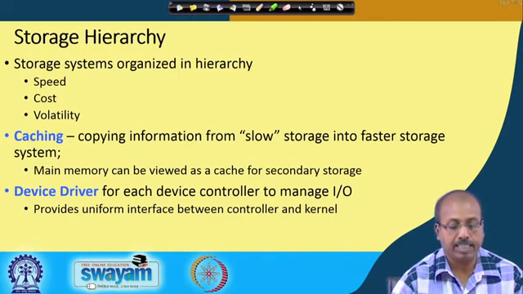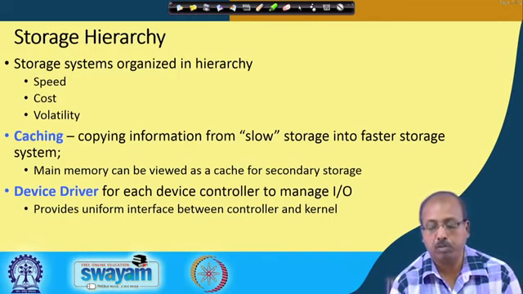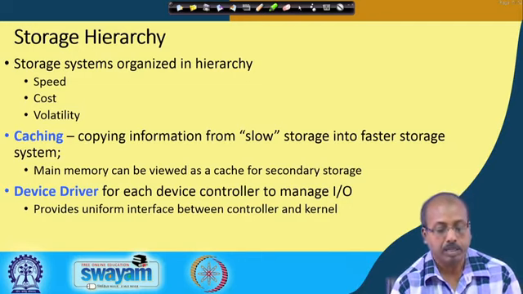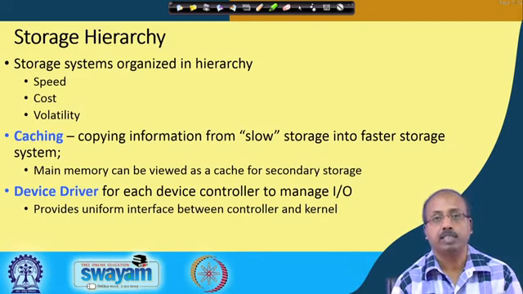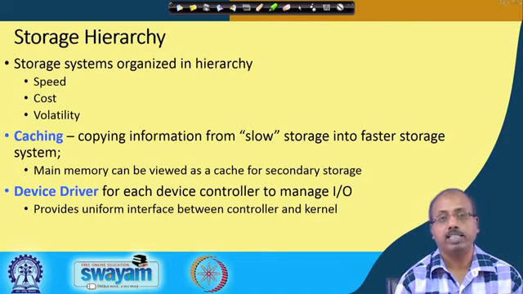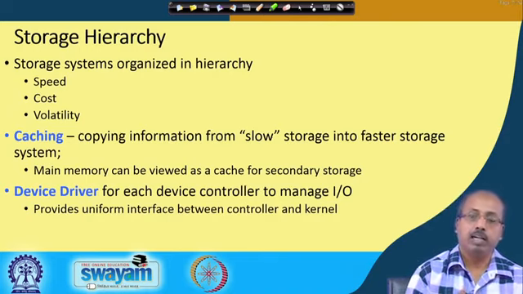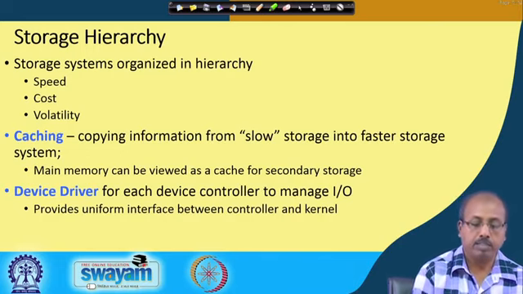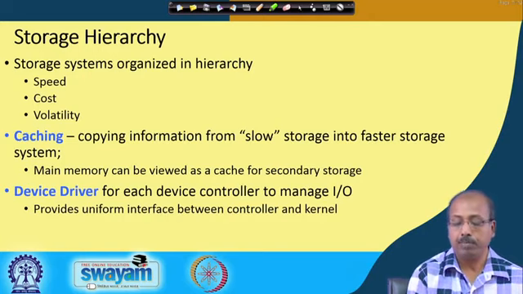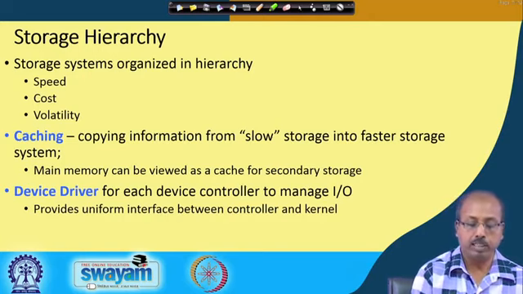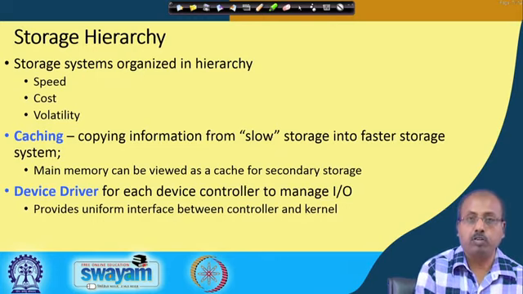So, we have got this caching that copies information from slow storage into faster storage system, and main memory can be viewed as cache for secondary storage and all. So, that way we can think about the cache between every layer. Okay. So, some layer which is slow, I can take the layer above it as a cache for the lower layer. So, that way it can be taken, and we have got device drivers for each device controller to manage the input output operation that provides a uniform interface between controller and kernel.